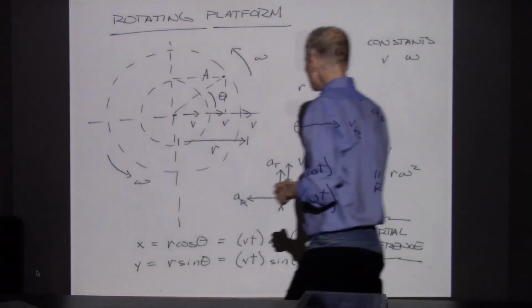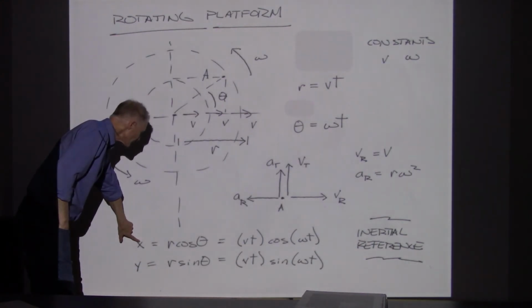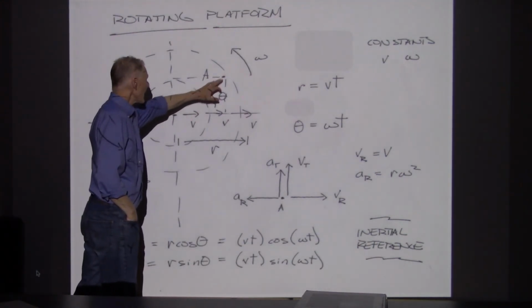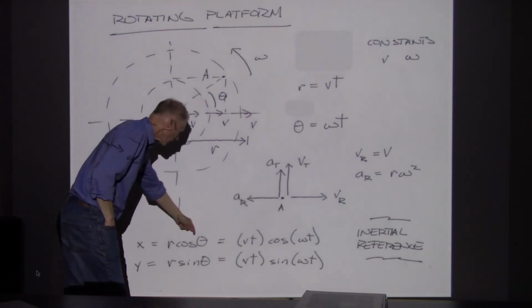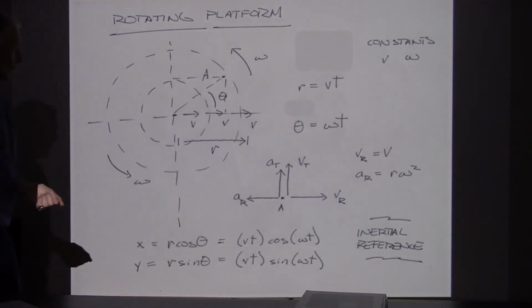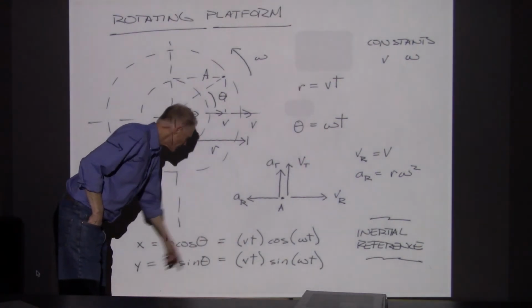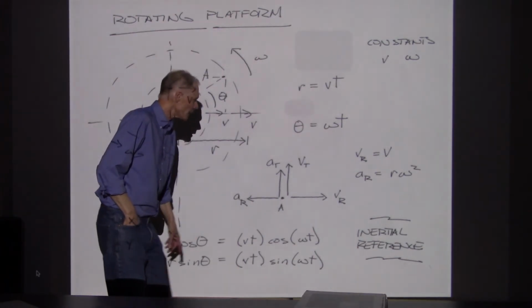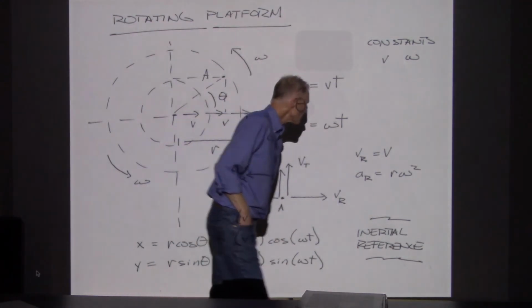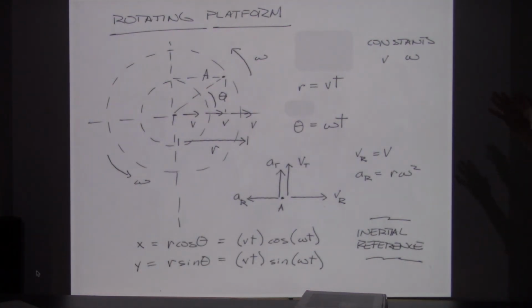So this is reasonably straightforward motion. What that's going to do for us is, if I think of point A, the x-coordinate is given by r cosine theta, the y-coordinate is given by r sine theta. And I can replace the r with v times t, and I can replace the theta with omega times t, and then we can do everything within an inertial reference. So we can step back and observe this rotating platform and find out what happens.